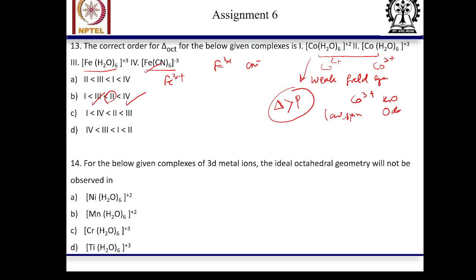For the given complexes of 3d metal ions, the ideal octahedral geometry will not be observed in which? So now tell me in which case ideal octahedral geometry will not be observed. Can anyone tell? No, that is not correct. Any other?